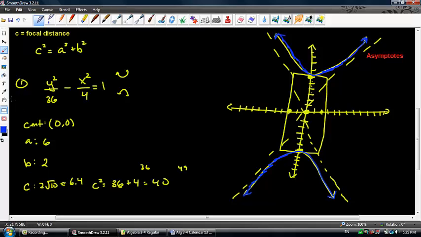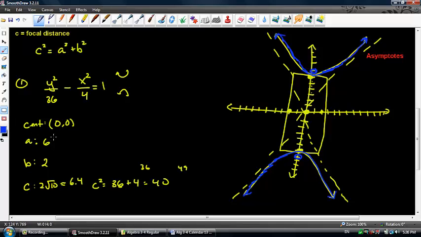Now, the focal distance. The focal distance is about 6.4, so that's going to be 6.4 from the center. So up, 1, 2, 3, 4, 5, 6, and a little bit more. I realize I'm not that accurate, but that's okay. And the same thing here.